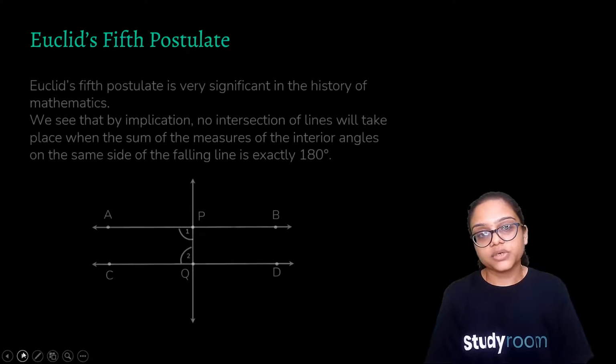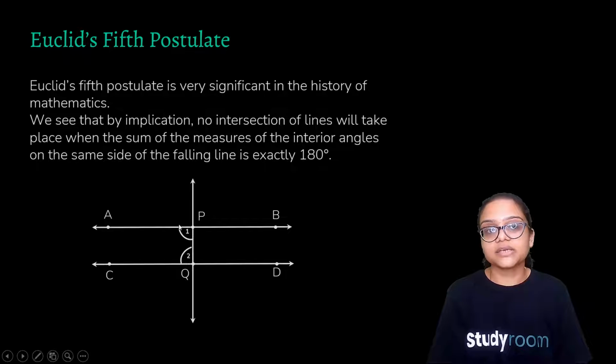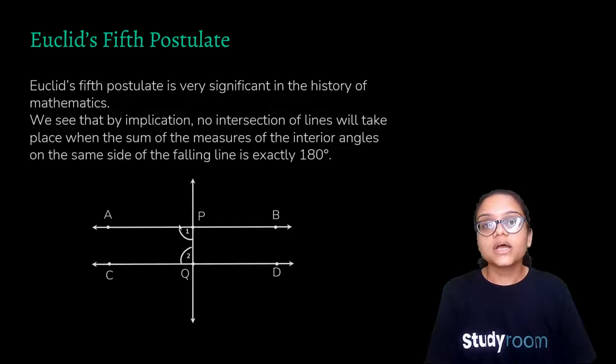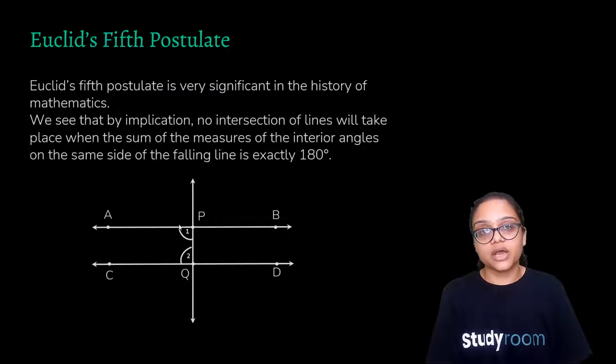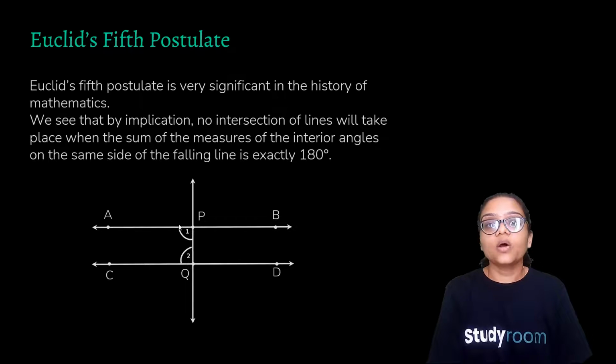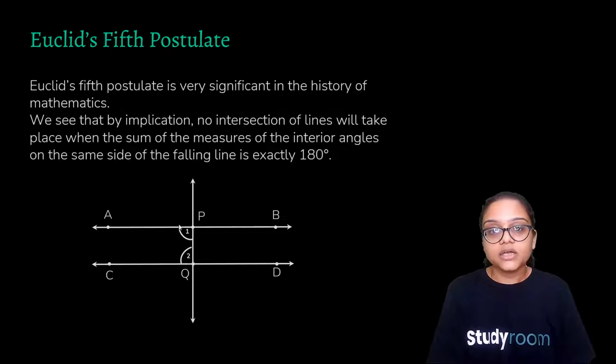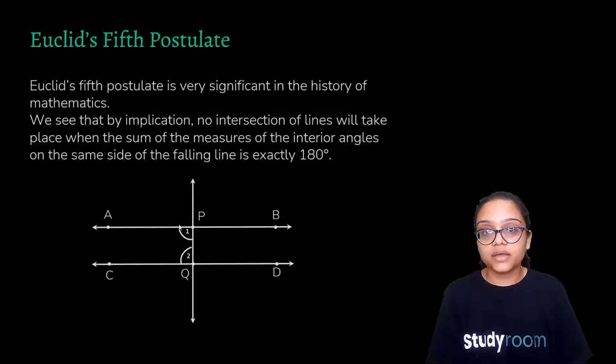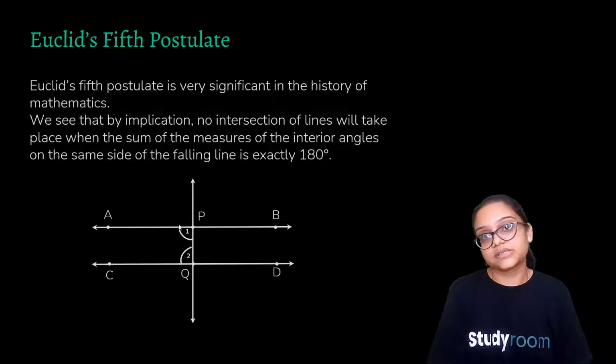What is Euclid's fifth postulate? I have already told you it is very significant in the history of mathematics. We have learned the postulate: if a line intersecting two lines at P and Q makes the sum of the interior angles on one side less than 180 degrees, then if both the lines are extended, they will intersect on that side. See how its equivalent version states this and what more it signifies.